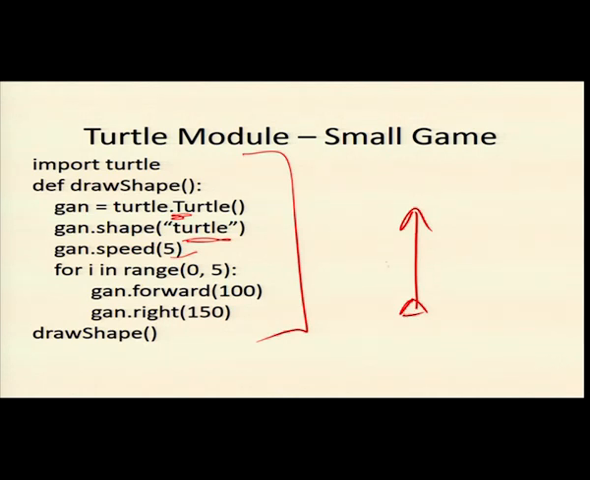Initially the turtle will be like this. It moves for 100 steps, then I am moving it right for 150 steps. So, the turtle has gone over here. I am drawing the shape with draw shape. This is how the turtle module works out.